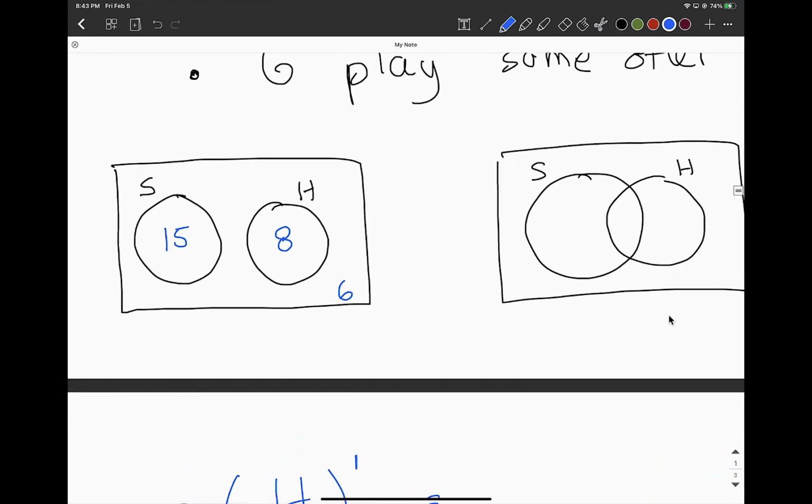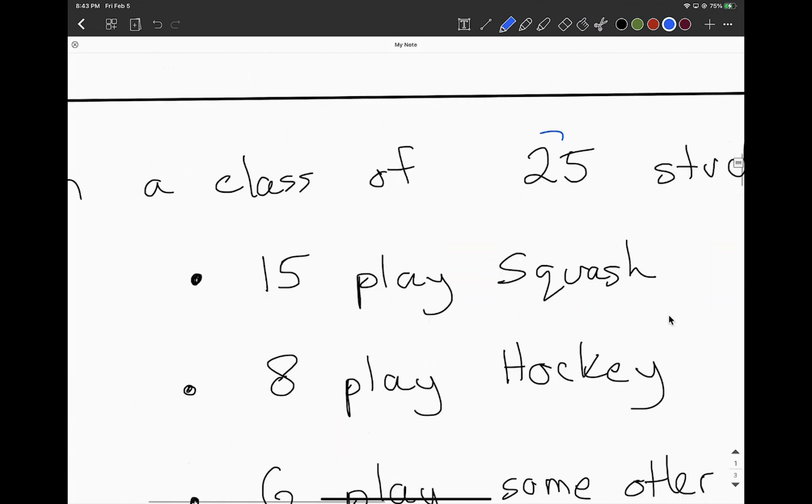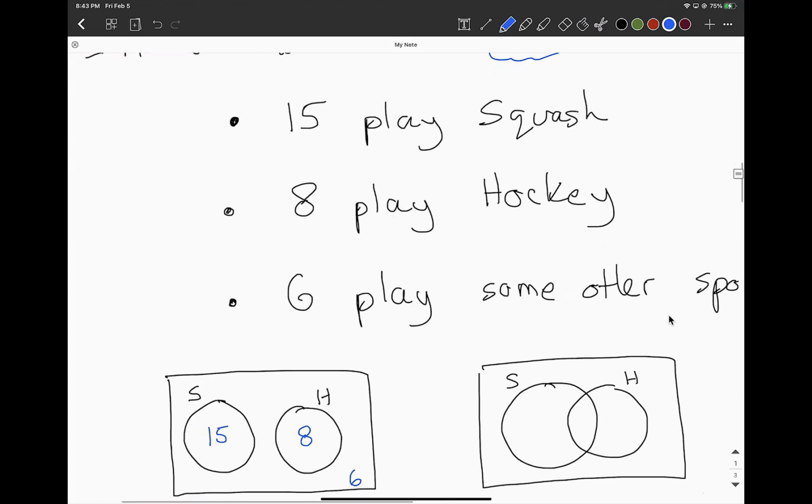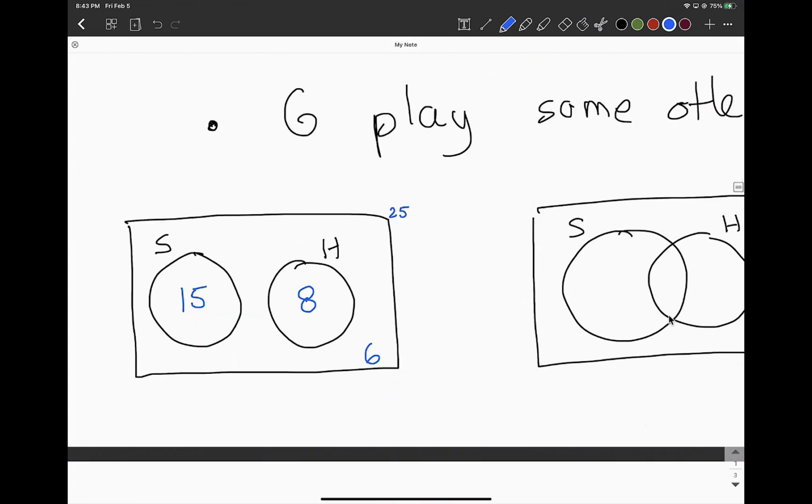Is there any problem with that? Is there anything not logically correct with this diagram? And so, did we actually keep the universe as it's supposed to be? I don't think so. 15 plus 8 plus 6 is 29. This seems to add up to 29, but I only have room for 25. This is a pretty big red flag, and I don't know if that's supposed to be what's going on here.